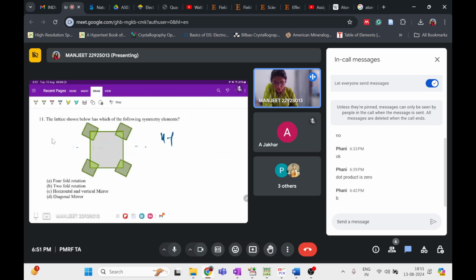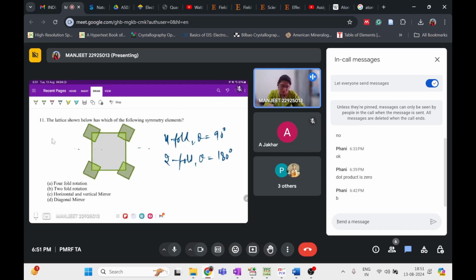Again, for fourfold, theta will be 90 degrees. If you rotate by 90 degrees, for twofold, theta, which is basically the angle of rotation, will be 180 degrees. Okay, now let's come to it one by one. In this one, if you rotate this by 90 degrees, will it remain the same? Just hold it, just rotate only by 90 degrees. Will you get the same thing?